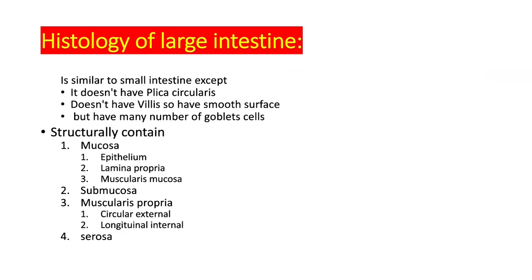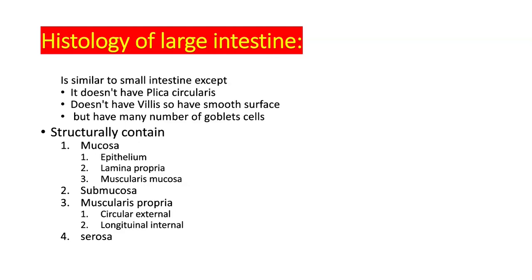So the histology of the large intestine is similar to the small intestine, except it does not have plicae circulares and does not have villi, so it is smooth in structure, but has a large number of goblet cells as we discussed earlier. So structurally it contains mucosa, submucosa, muscularis propria, and serosa.